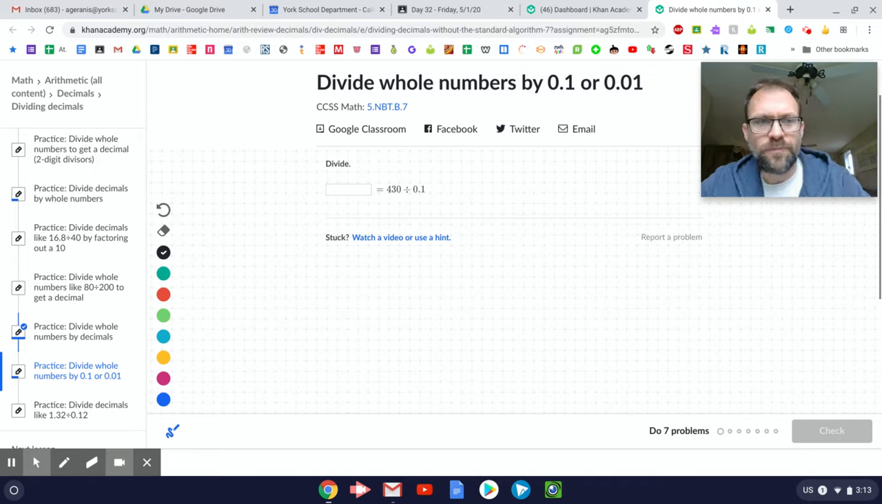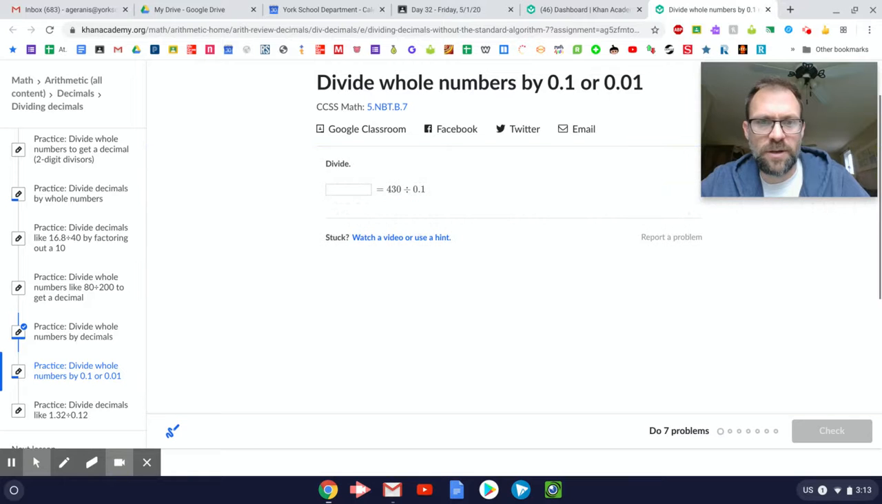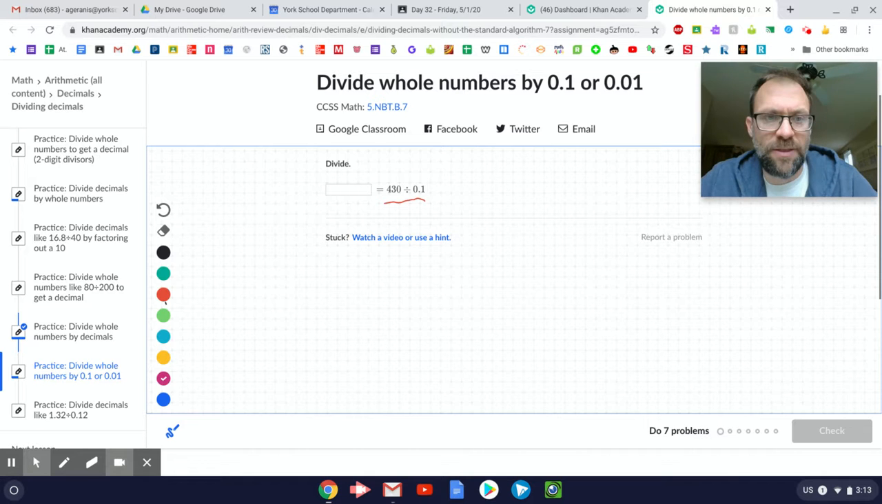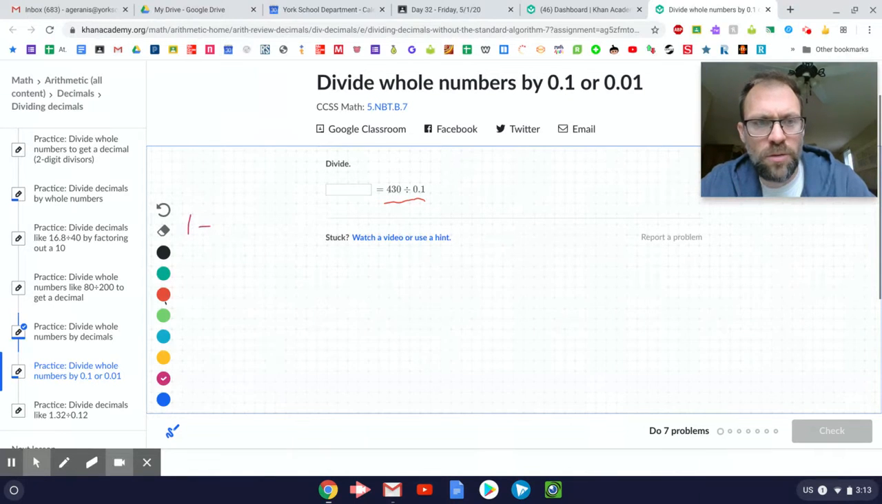So this problem says 430 divided by 1/10. So let's think about what Sal taught us. What if we thought about 430 as a collection of something, like tenths? And why tenths? Well, because that's our divisor. We're dividing by tenths. So if we think about how many tenths are in one whole, how many tenths are there? Yep, there are 10 tenths in one whole.